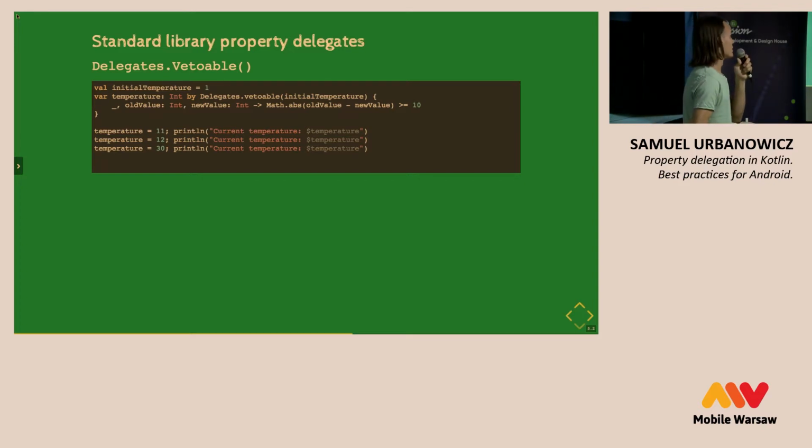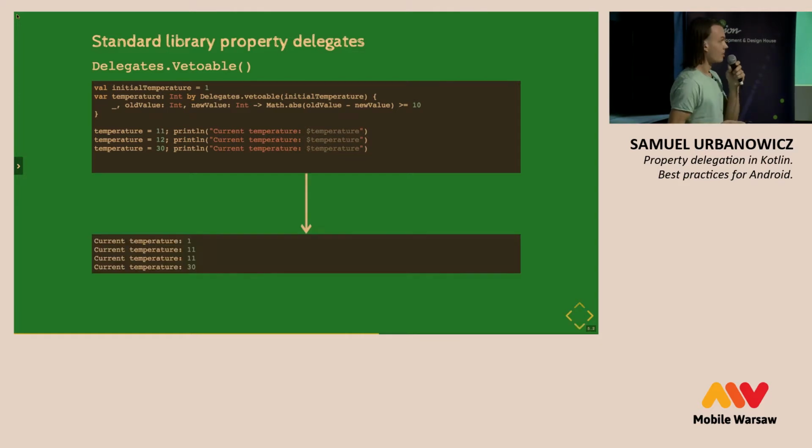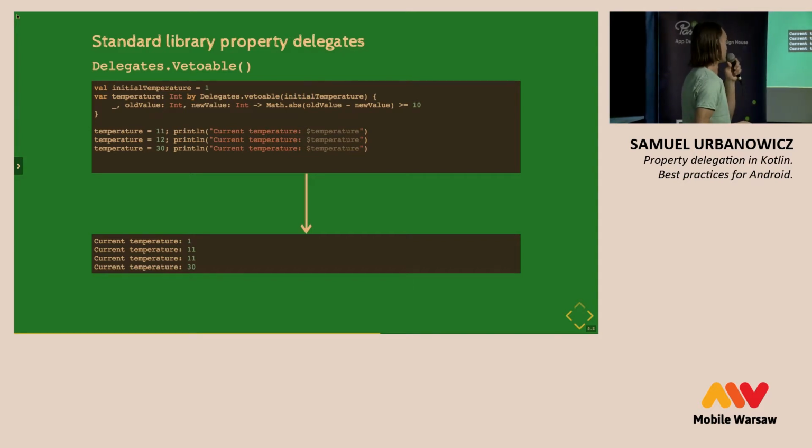In our case, we are comparing old value and new value, and we are checking if the difference between them is big enough, if it's bigger or equal to 10. We are also testing our property by assigning it different values, and as you can see, it works correctly. It updates the property only when the difference is big enough.